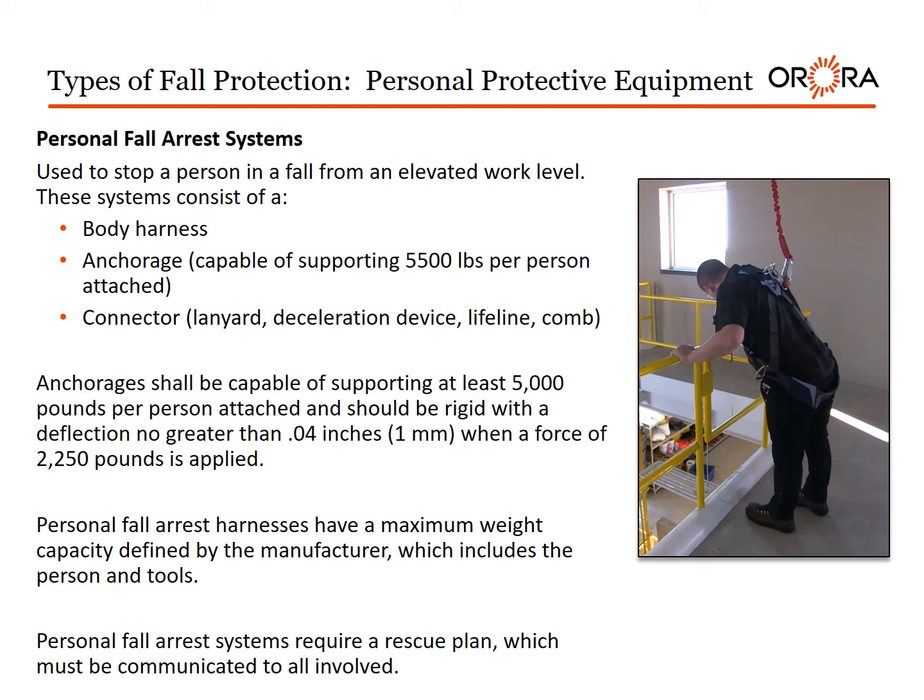Anchorages shall be capable of supporting at least 5,000 pounds per person attached and should be rigid with a deflection no greater than 0.4 inches when a force of 2,250 pounds is applied. Personal fall arrest harnesses have a maximum weight capacity defined by the manufacturer, which includes the person and tools. Personal fall arrest systems require a rescue plan, which must be communicated to all involved.